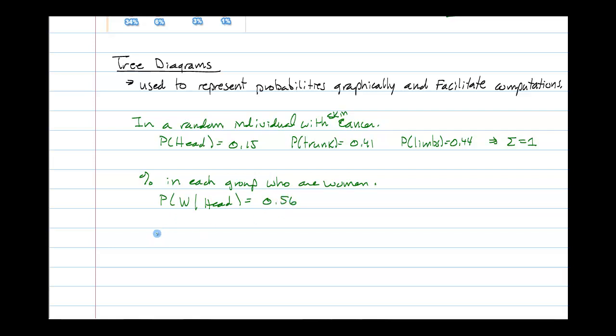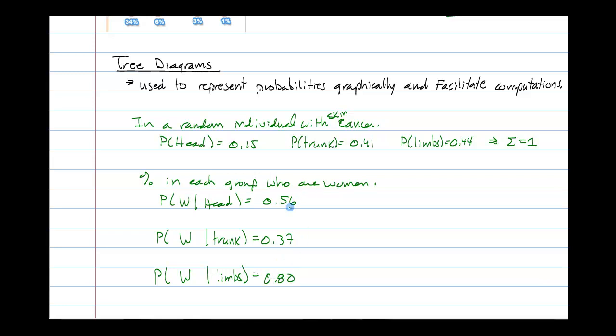I could also look at the probability that, given the skin cancer is located on the trunk of the body, the probability that it's a woman is about 37%. And then, given that I know the skin cancer location is on the limbs of the patient, what's the probability that that person is a woman is about 80%.